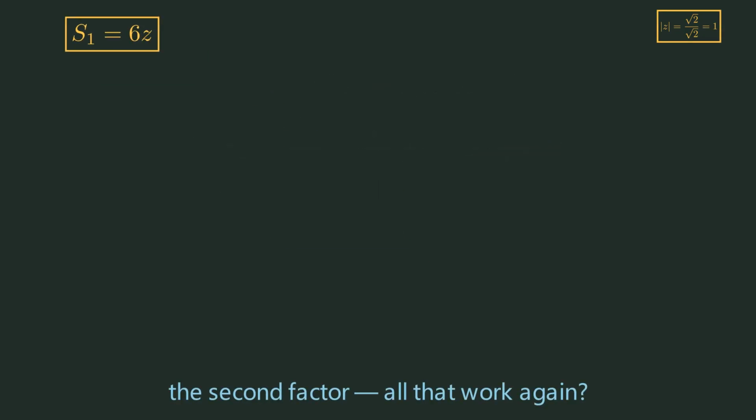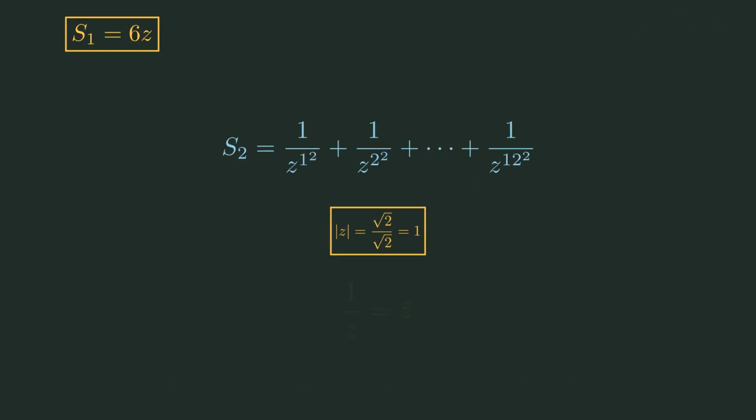Now the second factor. Call it S2. Same exponents, but built from 1 over z. Do we grind through all of that again? We do not. Remember the magnitude 1 we filed away at the start? On the unit circle, 1 over z is z bar, the conjugate. The same picture, flipped. So the whole S1 story replays word for word, and S2 collapses to 6 z bar.